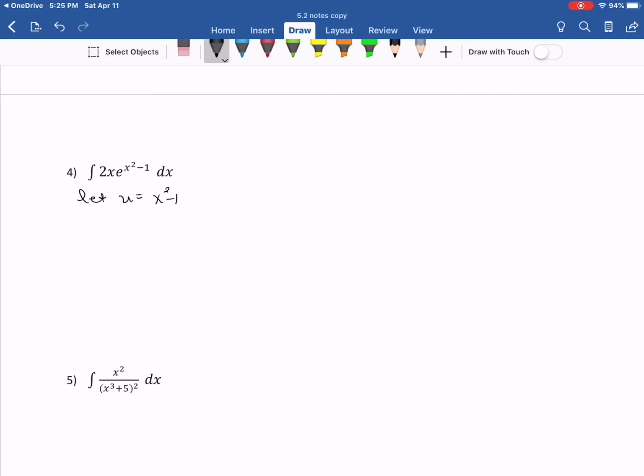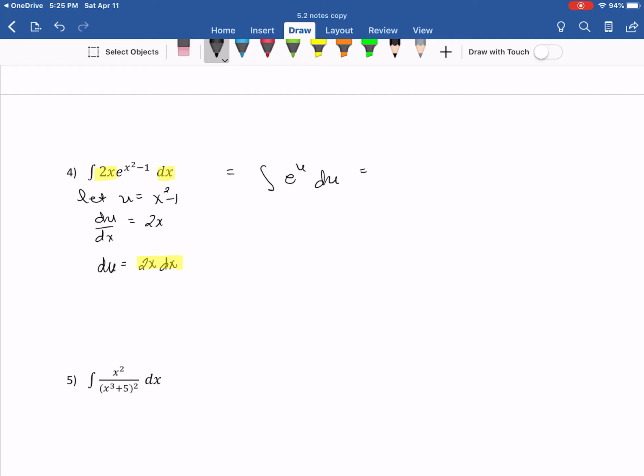And so the derivative with respect to x is 2x. I could also write that as du equals 2x dx. So if I look in my problem, I have the dx and I also have the 2x. I have everything I need. All of that is what I need to change it to a du. Awesome. So that goes away and all becomes du. The highlighted parts all become du, which is great.